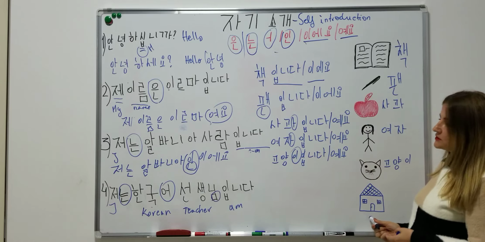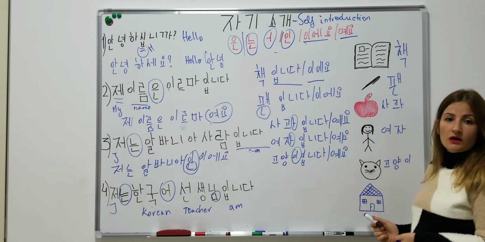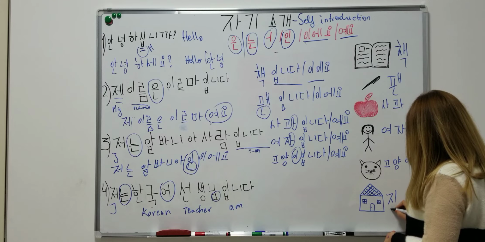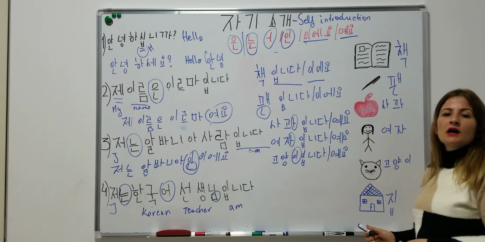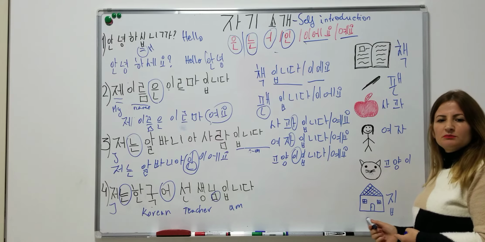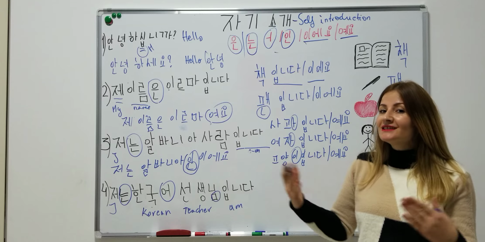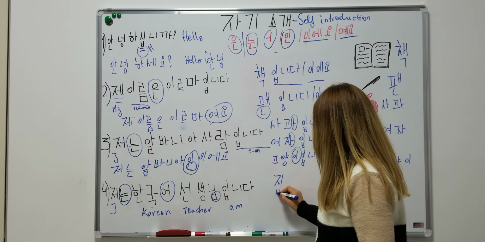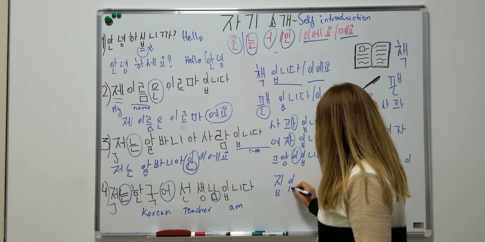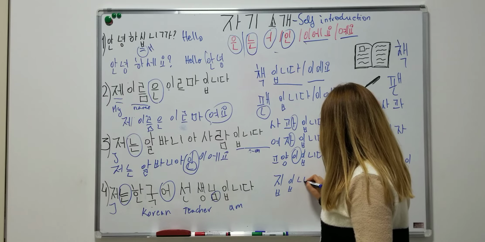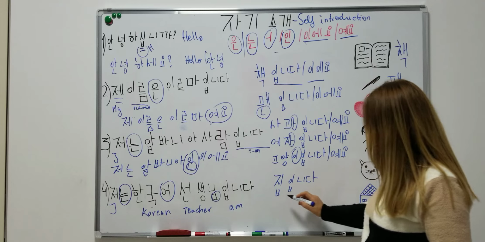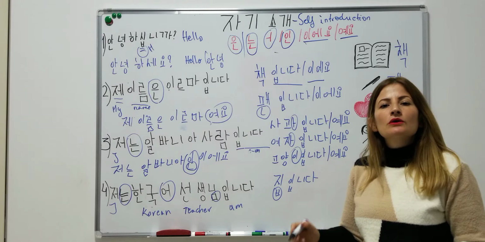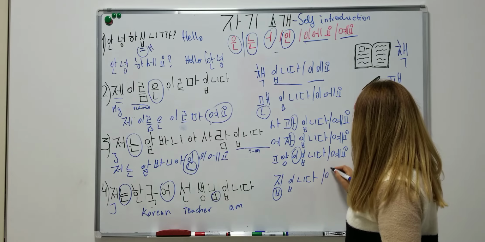And the last one is a house, right? So it's 집. In Korean, house is 집. So I want to say it is a house. 집입니다. And 집 ends in a consonant. 집이에요. If I wanted to use the semi-formal.